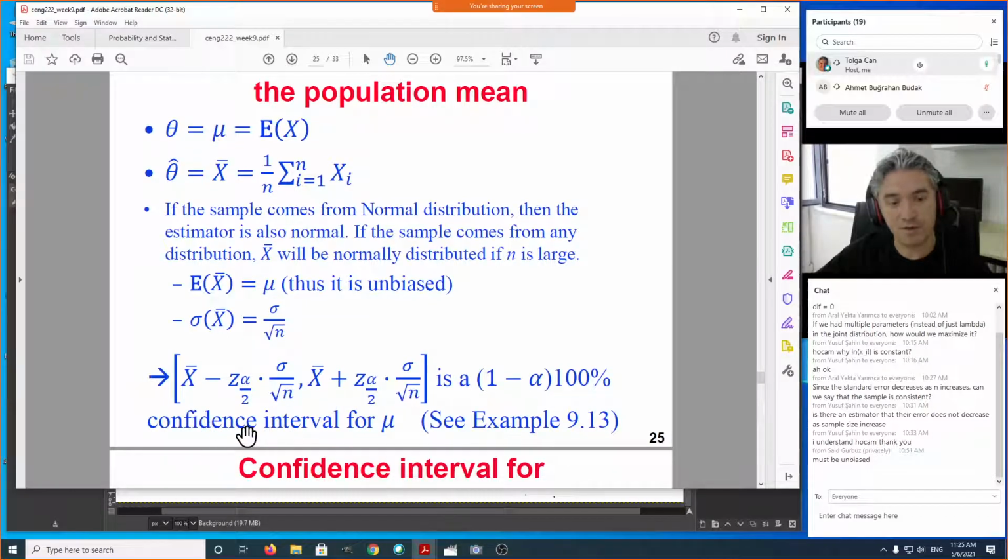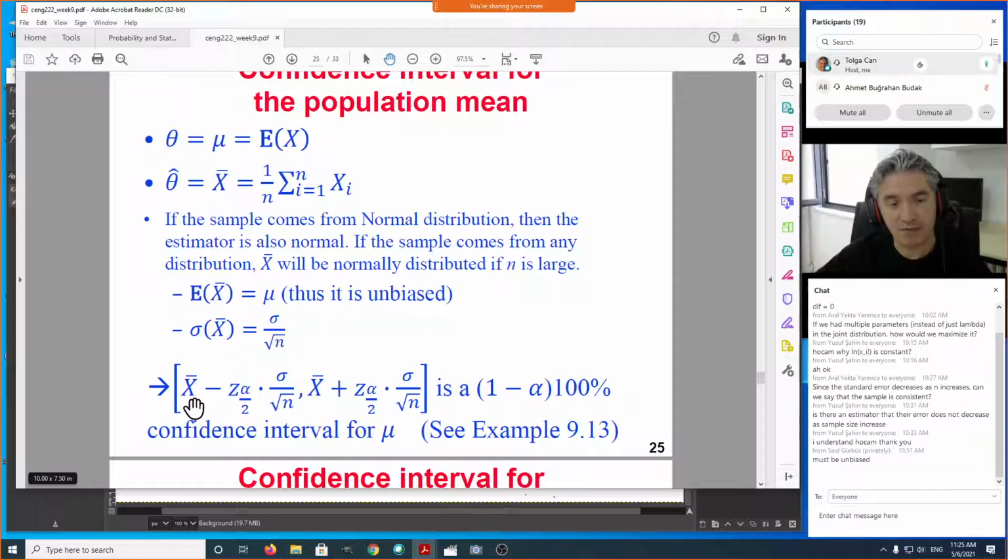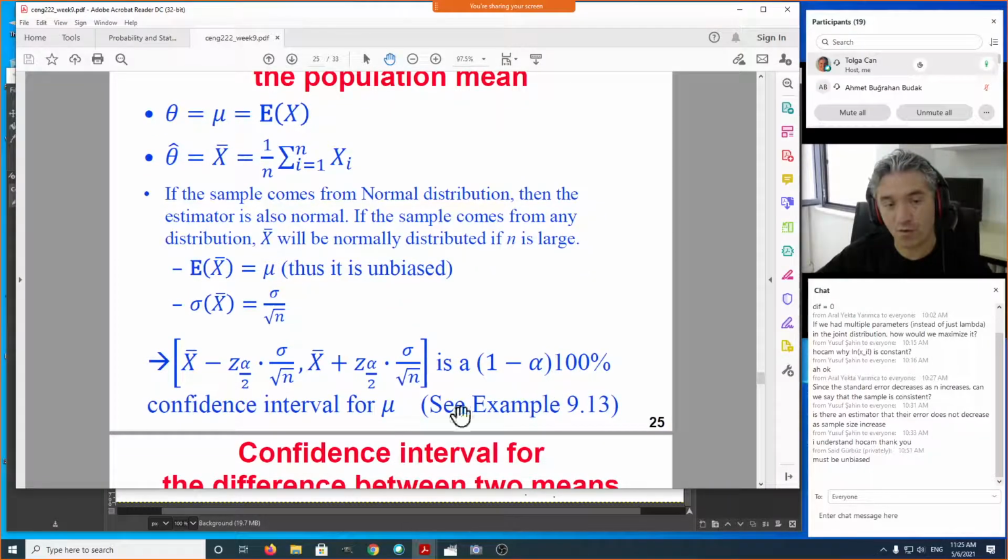So if you want to have a confidence interval for the population mean, x bar is your estimator. Go this many standard errors to the left of x bar and to the right of x bar. This will be, for example, if alpha is 0.05, a 95% confidence interval for your mean.